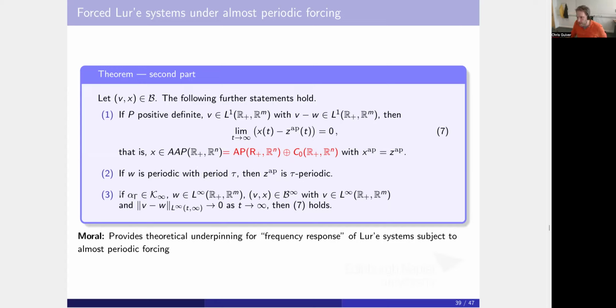So, and then finally, in the case that I get ISS, incremental ISS results, so I strengthen my sector condition, and I assume that my Stepanov almost periodic input is also L infinity, then if the difference between inputs in L infinity at the tail goes to 0, as t goes to infinity, then again I get convergence of X to ZAP. Okay, so essentially what I'm trying to do is provide theoretical underpinnings of a well-defined frequency response for Lur'e systems subject to almost periodic forcing. And these sorts of results are the foundation of that.